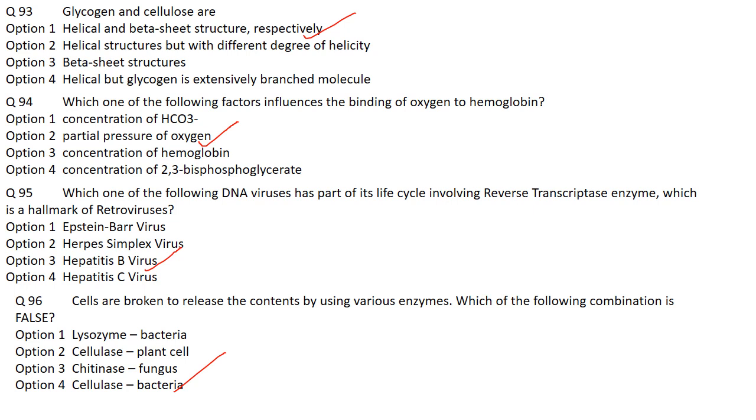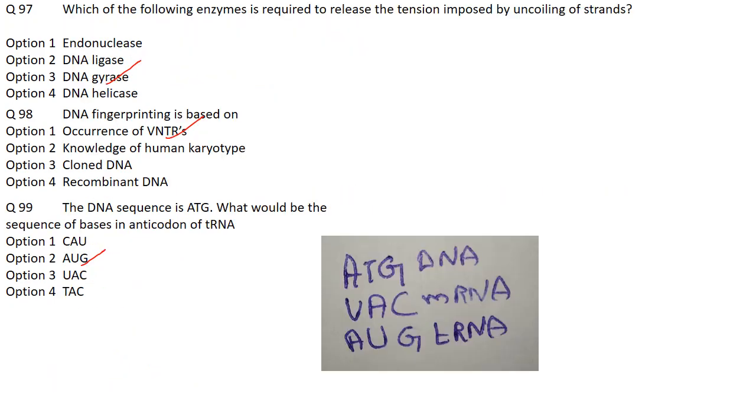Then next one. Cells are broken to release the contents by using various enzymes. Which of the following combination is false? Lysozyme bacteria, cellulase plant cell, chitinase fungus, cellulase bacteria. Cellulase bacteria is not correct. Answer is option 4.